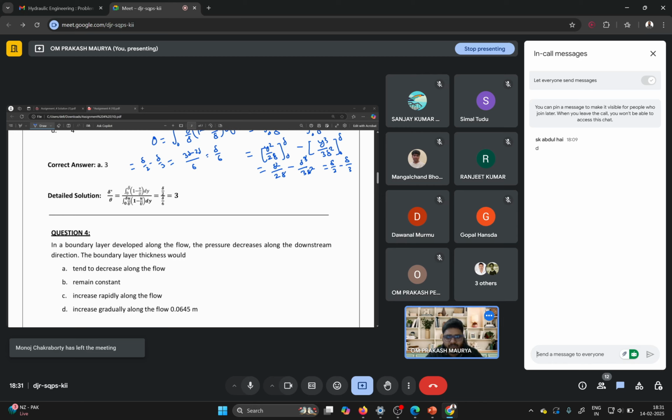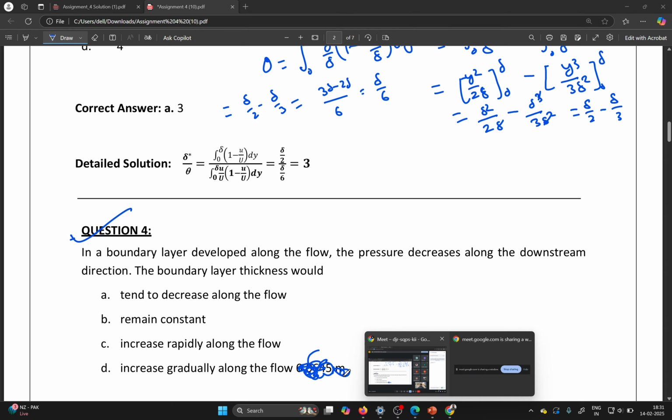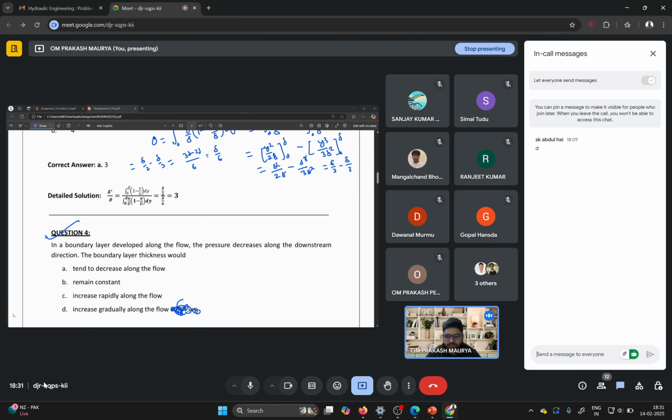0.0645 meter. Oh, yeah, this is a no. Here is, I think, a mistake in the typing, so this should not be there. Okay, so for question number 4, everyone please try to calculate.